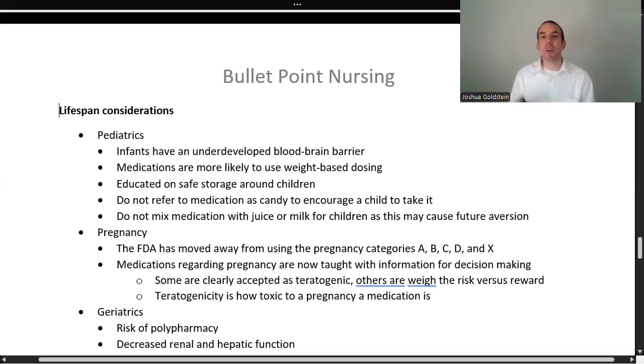So again, we no longer categorize things as A, B, C, D, X. You may still see them, but that's all old information. The NCLEX will definitely not use it. Now we use a decision process based on information between the provider and the patient.